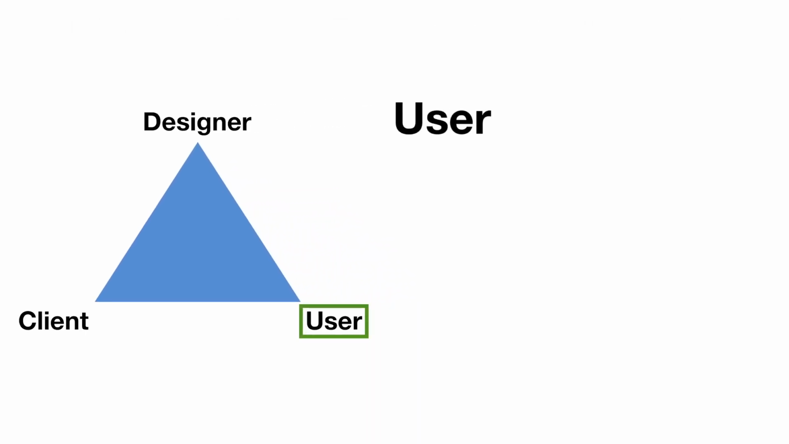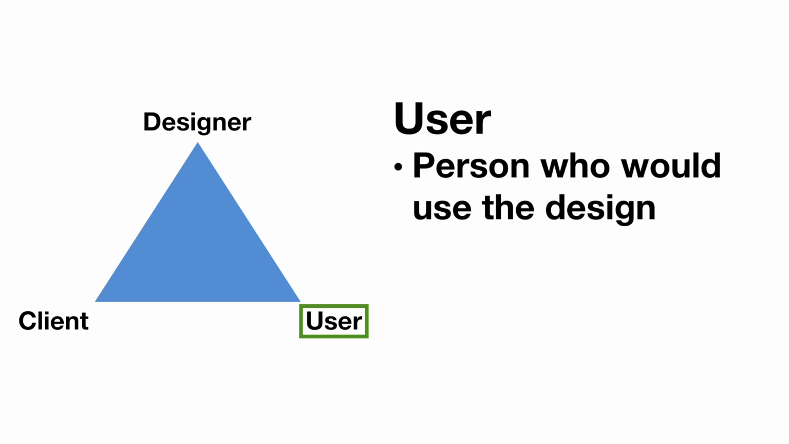The first point of the triangle is the user. The user is any person who might use the device or the design. Example users for a water bottle might be a cyclist, a student, or someone who's bedridden.